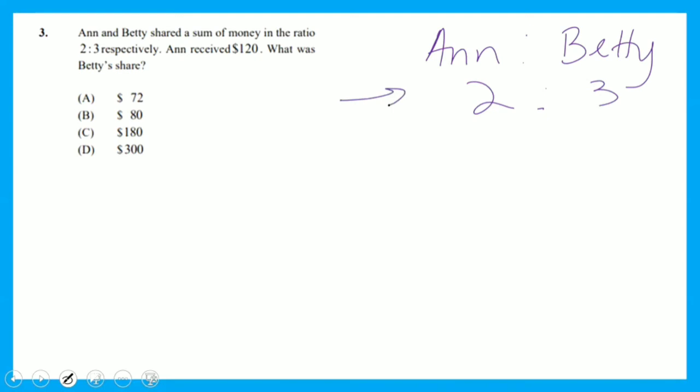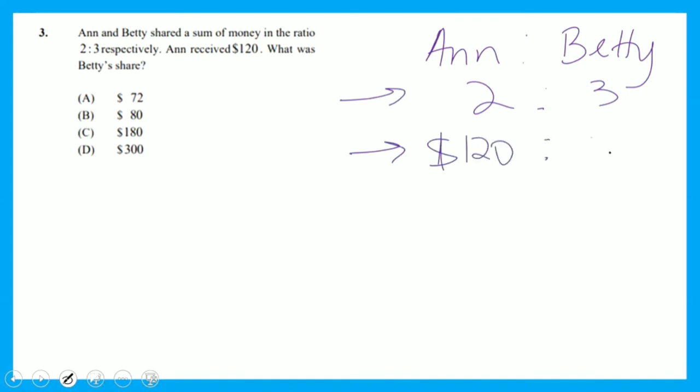All right, final question. Anne and Betty shared a sum of money in the ratio 2 to 3 respectively, and respectively tells you that you go in the same order. It's a 5-part ratio. 2 parts belong to Anne, 3 parts belong to Betty. It also says, okay, so you might want to do this on your paper. Anne, Betty, 2 to 3. Anne received $120. So in terms of the ratio, those are the numbers. In terms of the actual money, Anne got 120.